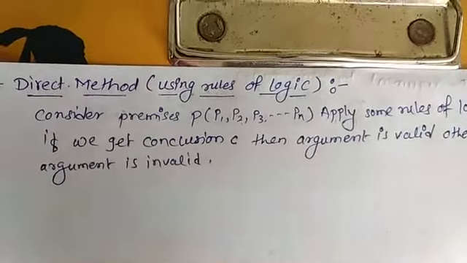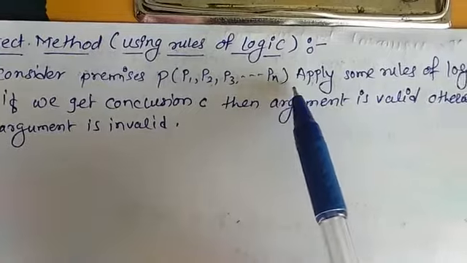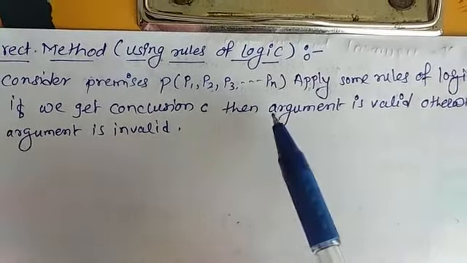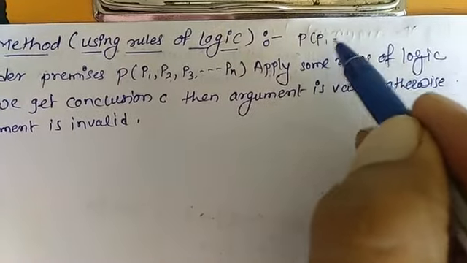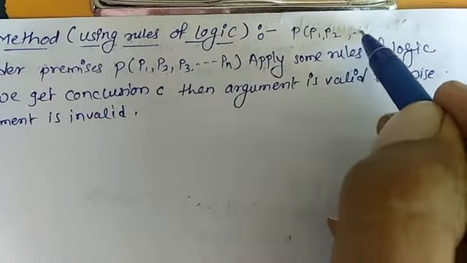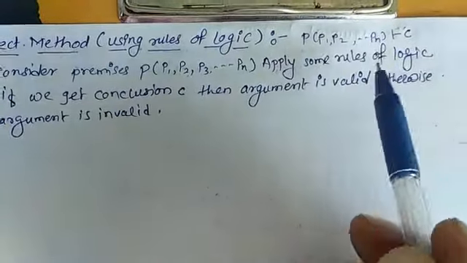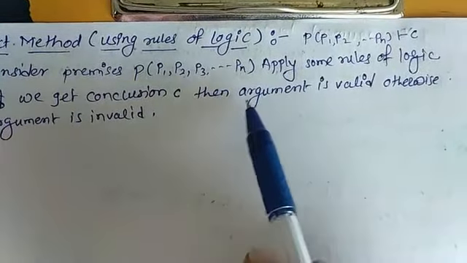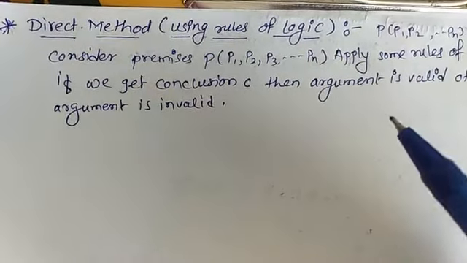That means when we apply rules of logic on the premises part, and if we get a conclusion, then the given argument, which we denote by P (P1, P2 up to Pn) concludes C, is valid. This is our argument. If we get a conclusion C, then the argument is valid. If we don't get a conclusion, it will be invalid.